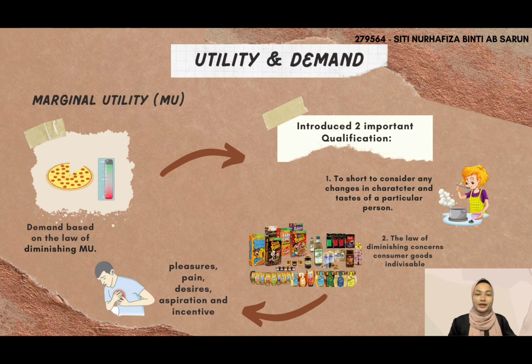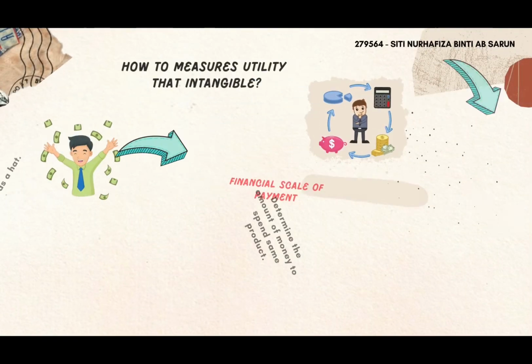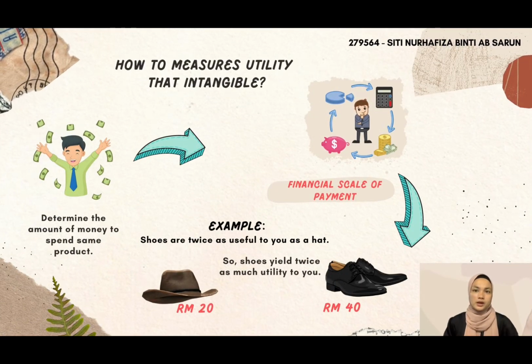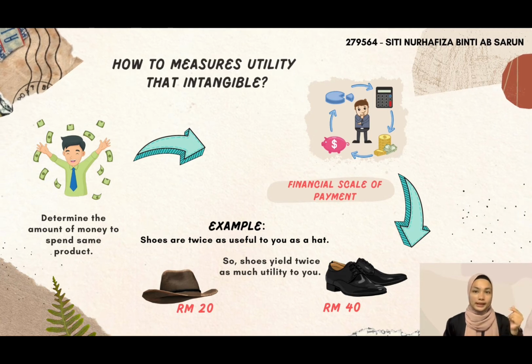Marshall's second qualification of the law of diminishing marginal utility concerns consumer goods that are indivisible. A small quantity of a commodity may be insufficient to meet a certain special want. The utility approach of the Marshallian system dealt with pleasure, pains, desire, and aspiration as incentives to action. How can we measure the utility? Marshall boldly said, with money.